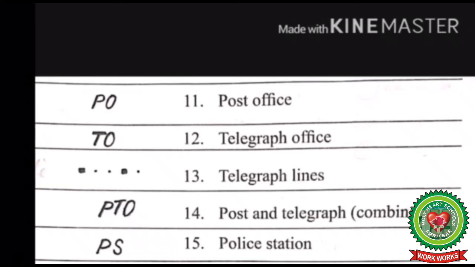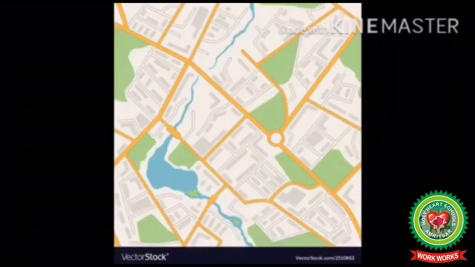This is the icon of telegraph lines used in topographical map. PTO represents post and telegraph. PS represents police station in topographical map.